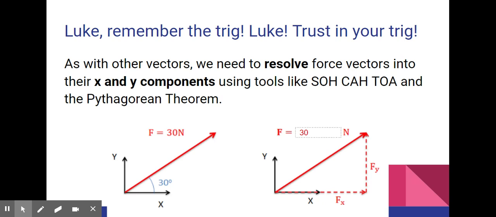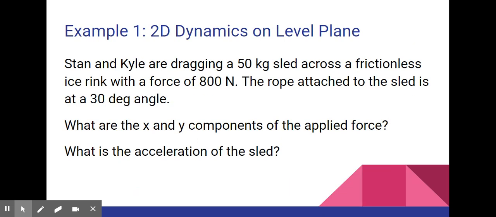Okay, so if we have a 30-degree angle and we have a hypotenuse, the 30 newtons, we can use sine and we can use cosine to find the x and y sides, to find our x and y components. And if you don't remember how to do that, you really should by now, and you really need to review SOHCAHTOA, Pythagorean theorem, and vector math.